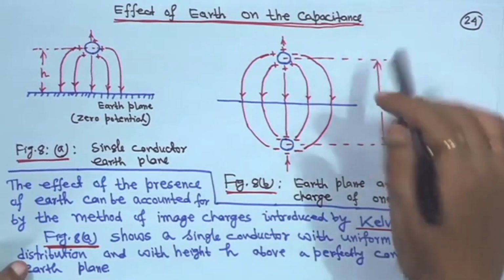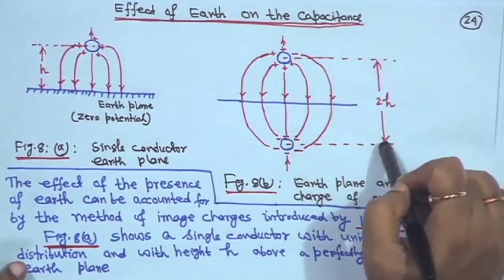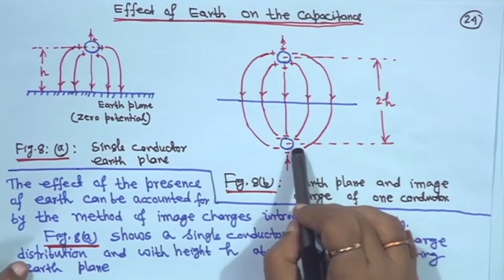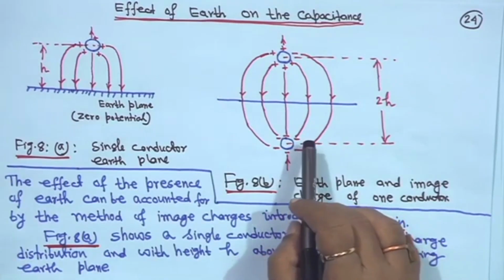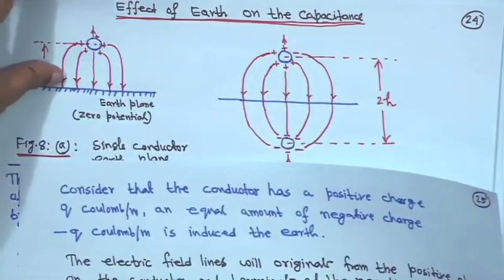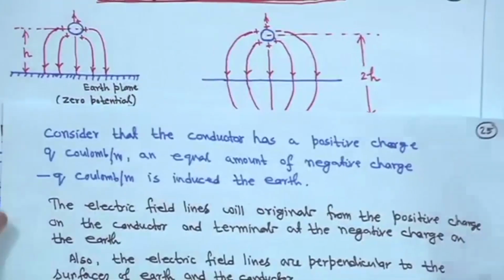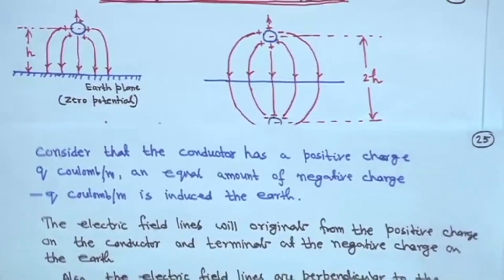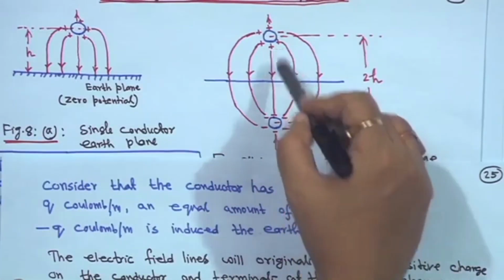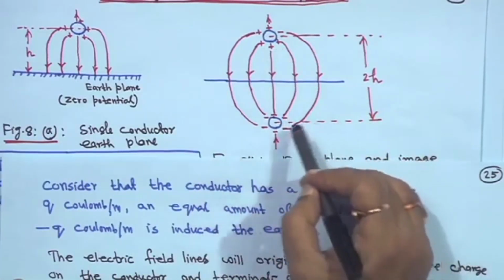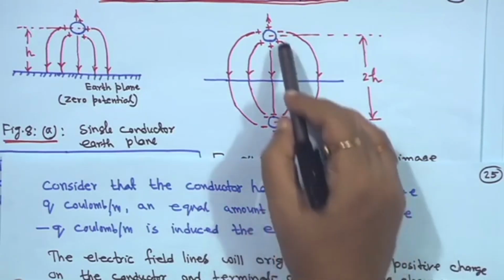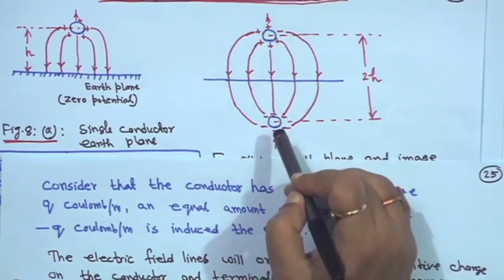So, the total height from here to here is 2h, right. This is a concept Kelvin introduced. If we assume that this conductor has a positive charge of q coulomb, then an equal amount of negative charge, minus q coulomb, is induced in the earth. That means it is here. If it is q here, then here it will be minus q.